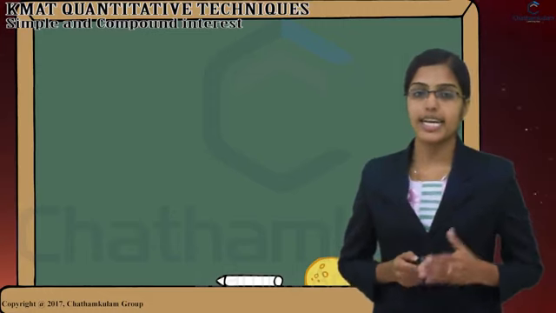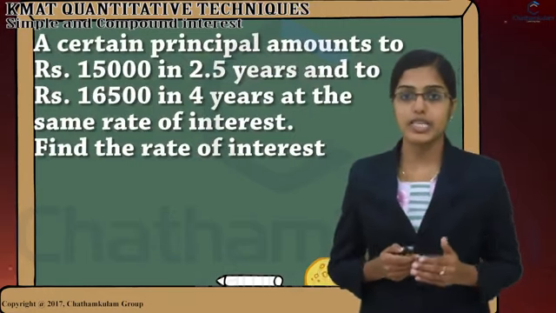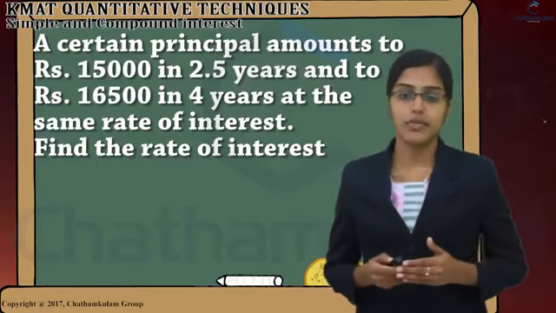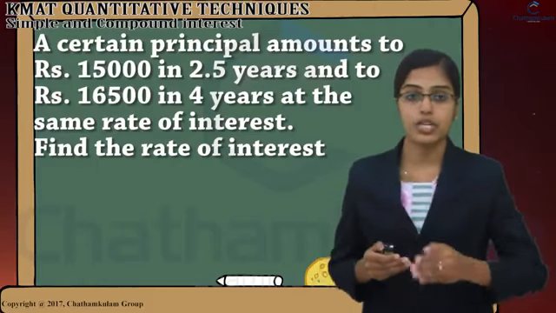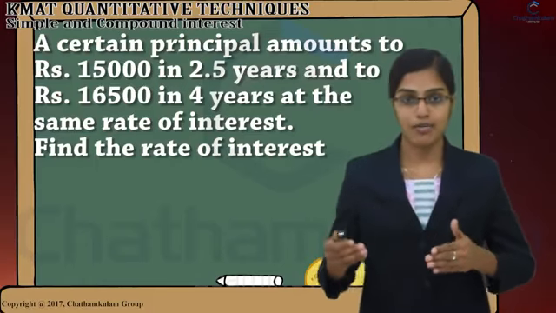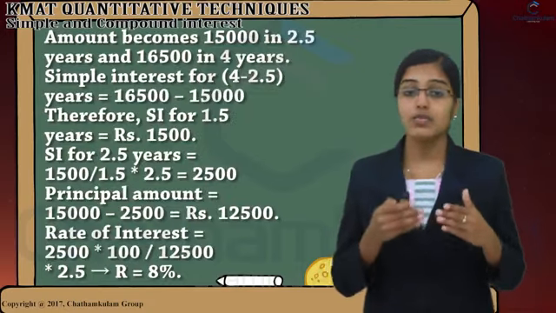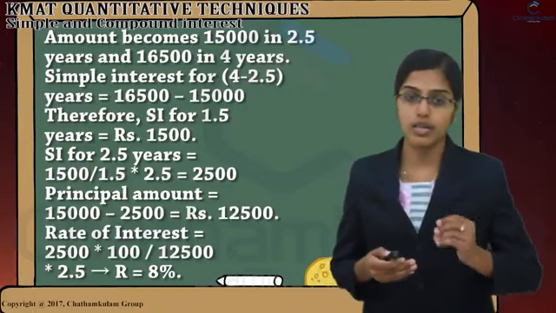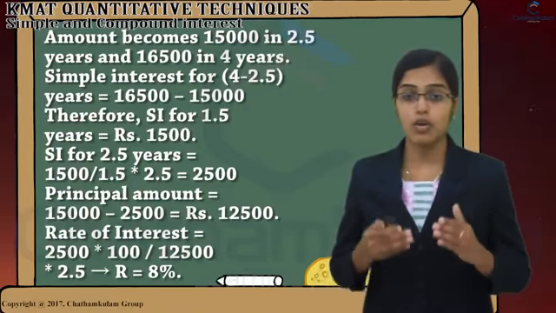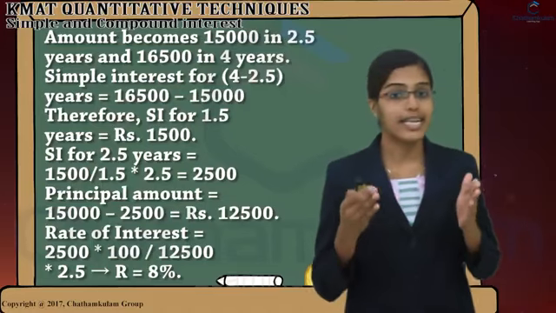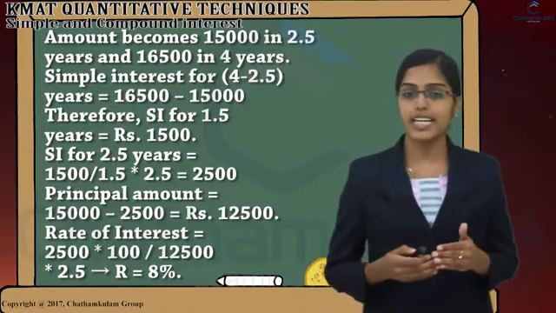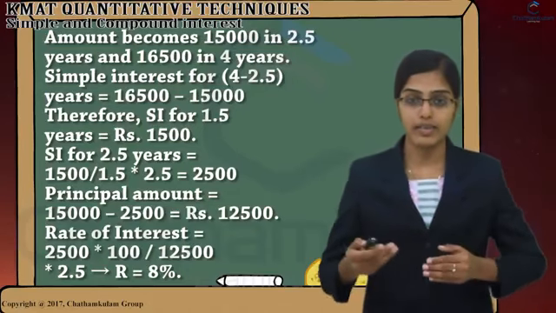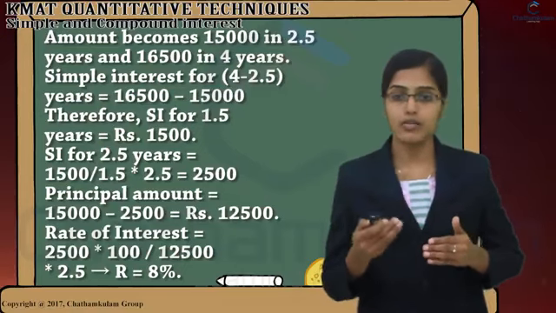Our next question is that a certain principal amounts to rupees 50,000 in 2.5 years and to rupees 60,500 in 4 years at the same rate of interest. Find the rate of interest. Amount becomes 50,000 in 2.5 years and 60,500 in 4 years. Simple interest for 4 minus 2.5 years is equal to 60,500 minus 50,000. Therefore, simple interest for 1.5 years is equal to rupees 1,500.